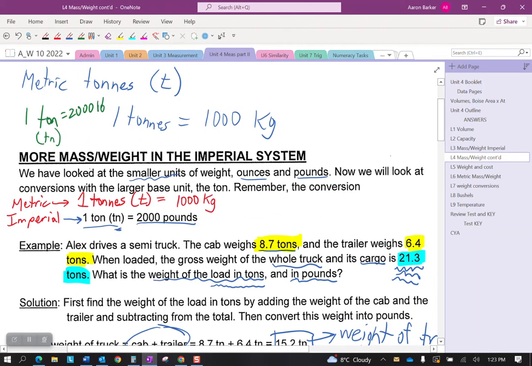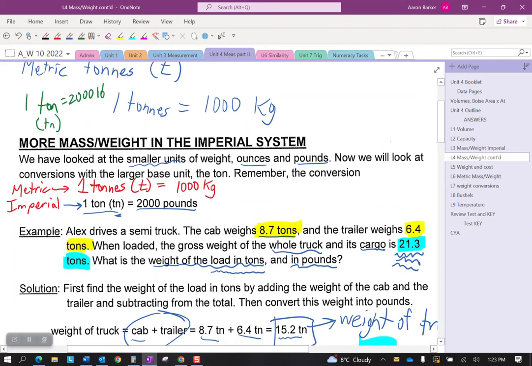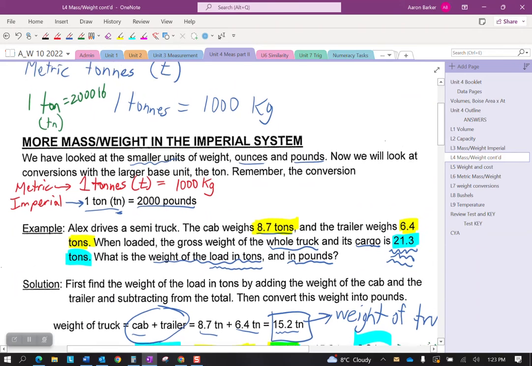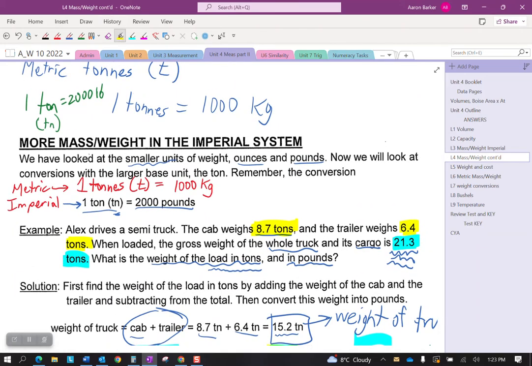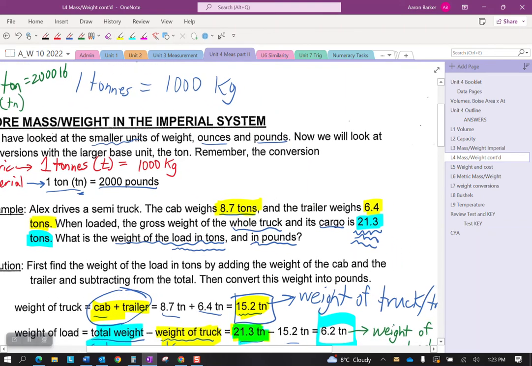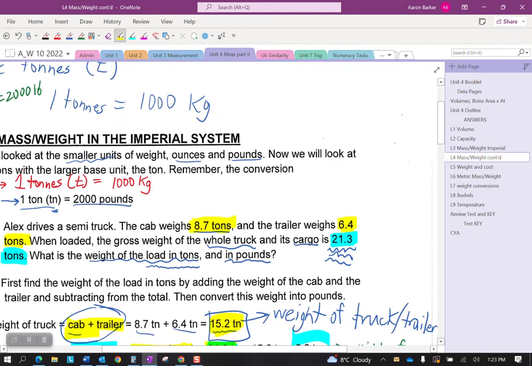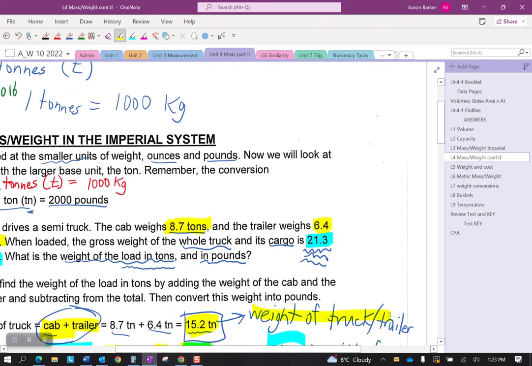So what we do is, first of all, we add up both of the vehicle weights. So the cab plus the trailer, we add those together, and together it's a total of 15.2 tons. So that's the weight of the truck and the trailer together, 15.2 tons.